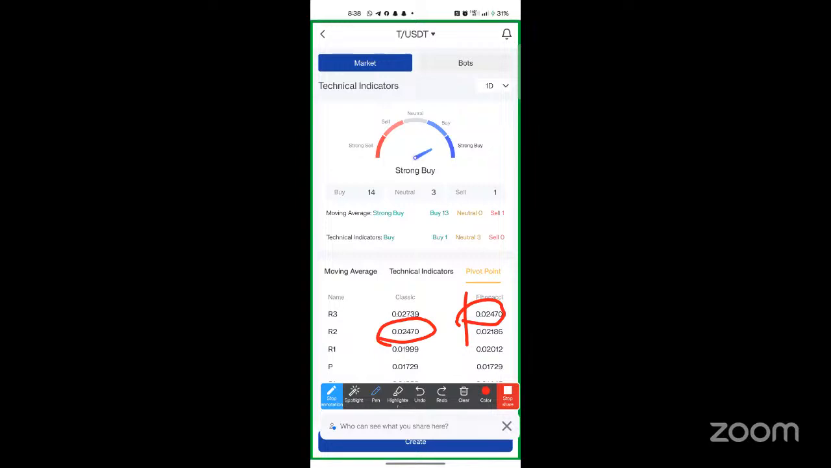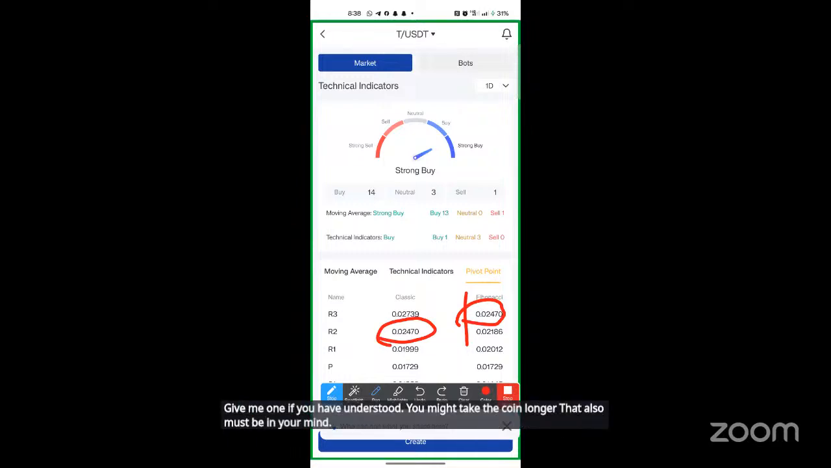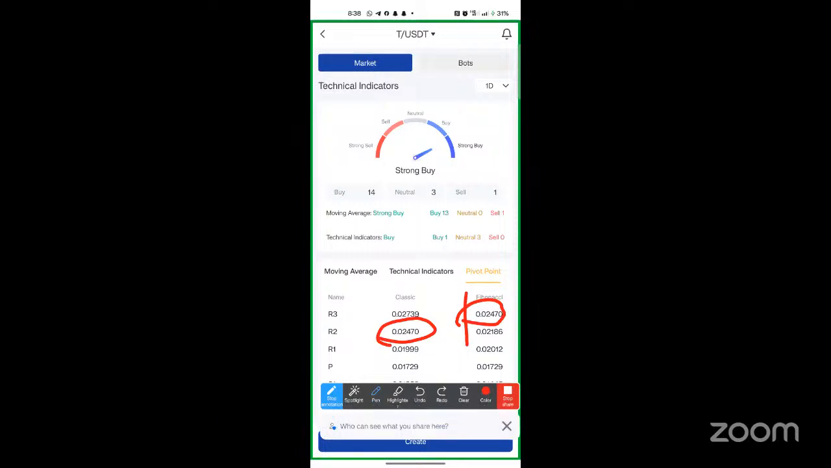But remember, the bigger the time frame, the bigger the waiting time. Give me one if you have understood. It might take the coin longer. That also must be in your mind. So you come here.